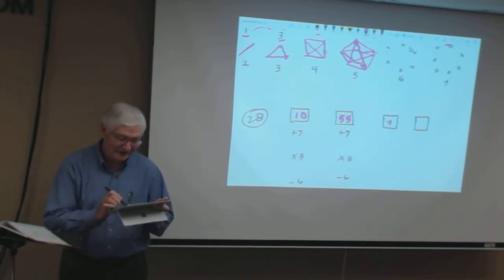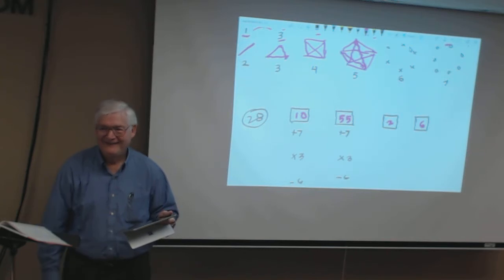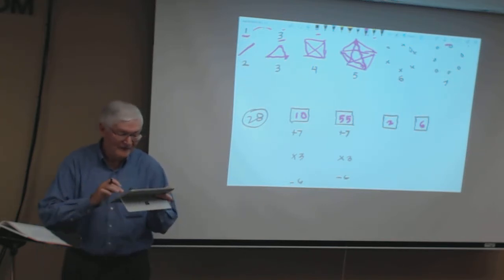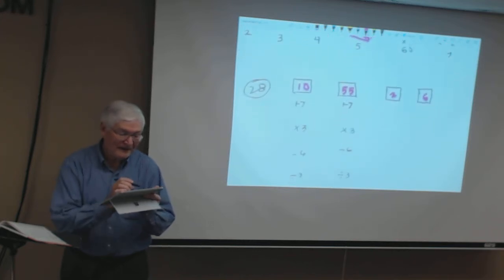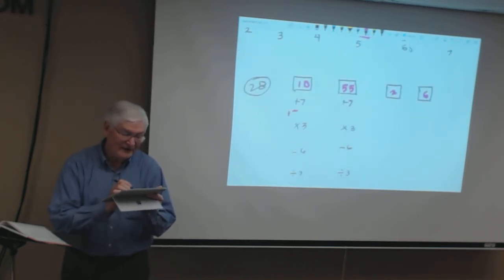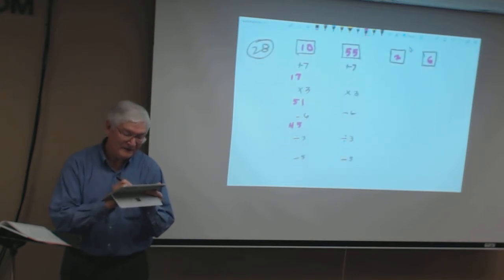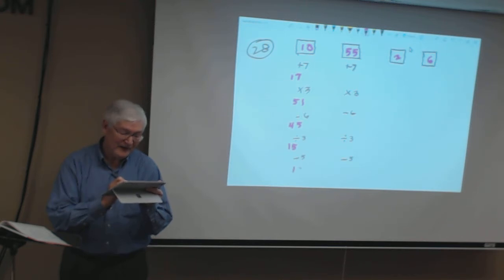How about 2 and 6? I mean, you pick the numbers. Then we do what? Okay, we add 7, that's 17. Then we times 3, that would be 51. Then we subtract 6, that would be 45. Then we divide by 3, that would be 15. Then we subtract 5, that would be 10.